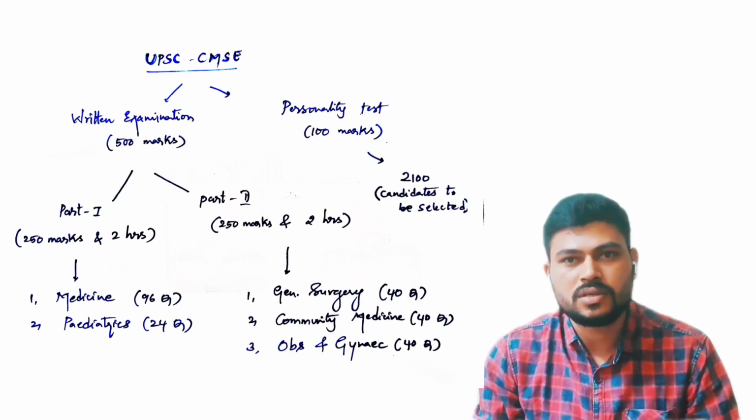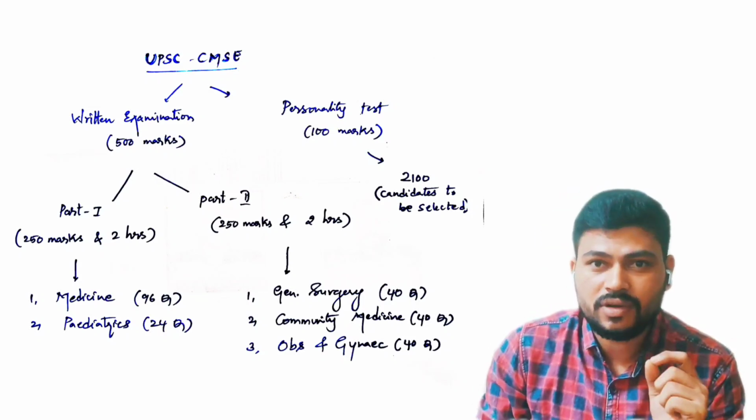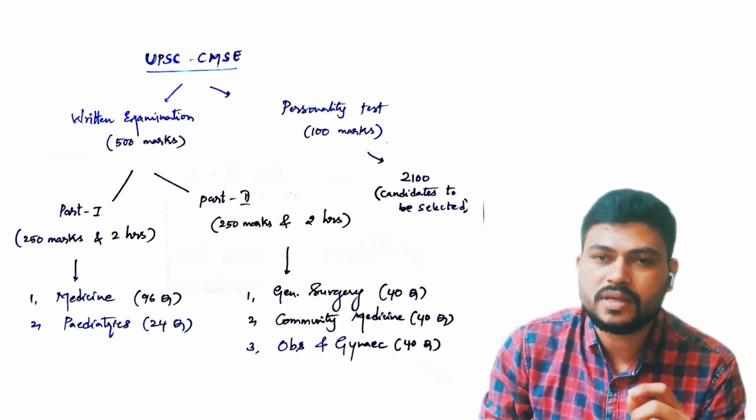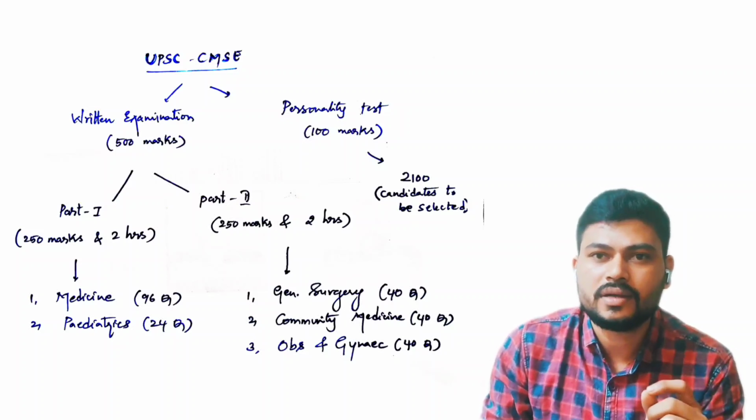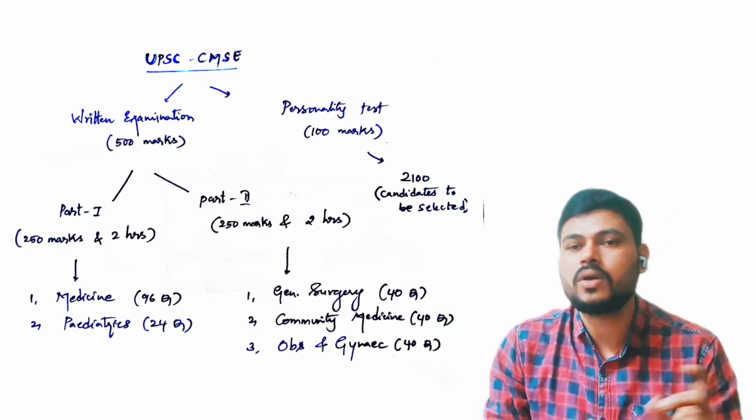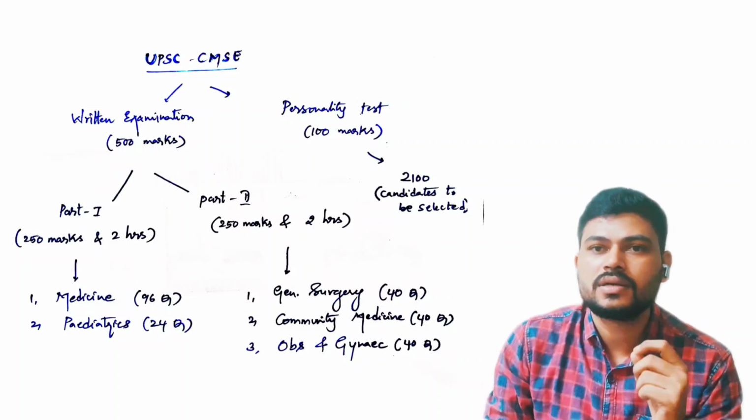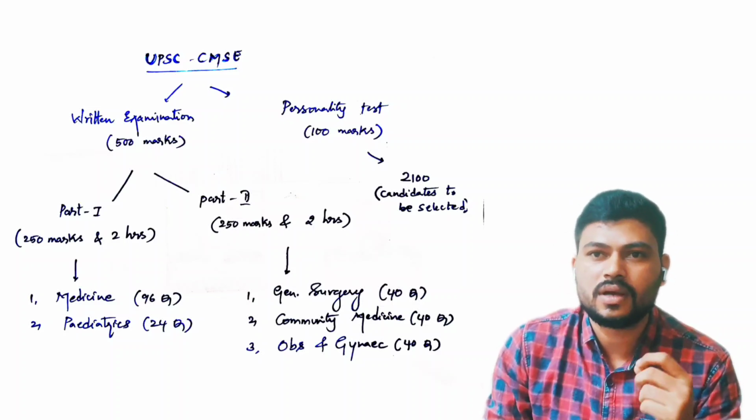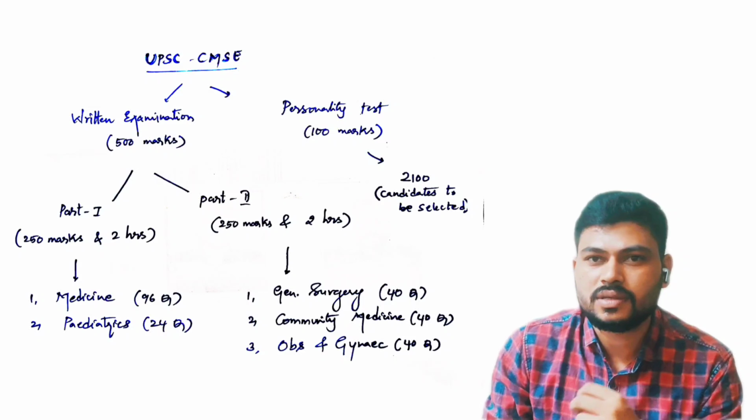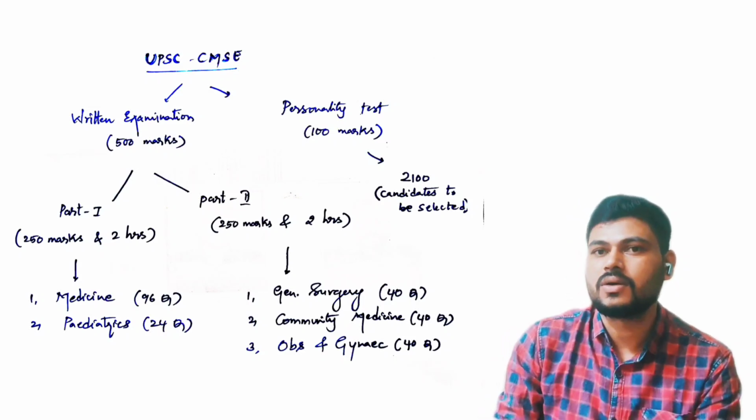Now it is clear that there is negative marking: 0.3 will be deducted if you make a mistake, and 2 marks will be added for each correct answer. According to this we have to manage, and the questions should be read properly, is what the previous experts have been explaining about this exam.